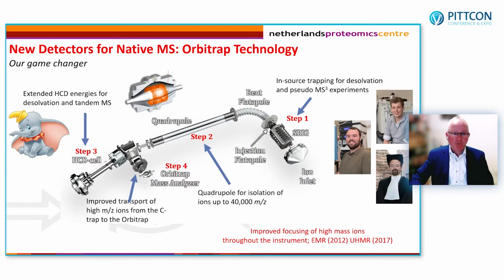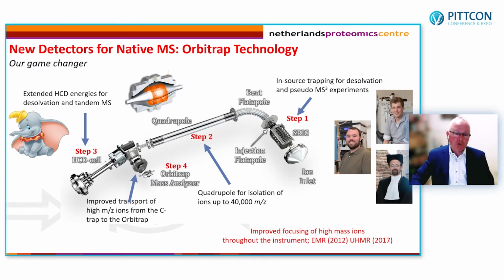Now, I will not go into too many details, but we worked on this for several years, also in close collaboration with Alexander Makarov, the inventor of the Orbitrap mass spectrometer. Together with him, we modified his Orbitrap instrument to actually allow the better transmission of high mass ions, and also to allow detection at much higher M/Z. We did that over a period of 10 years.